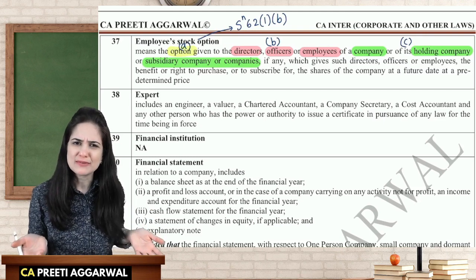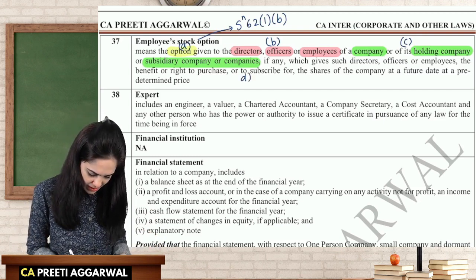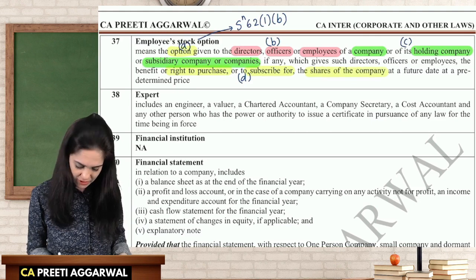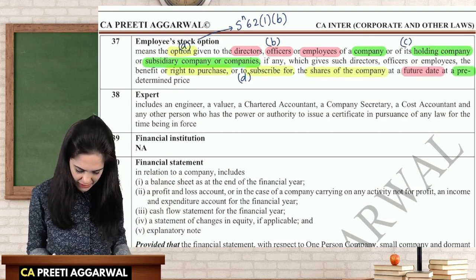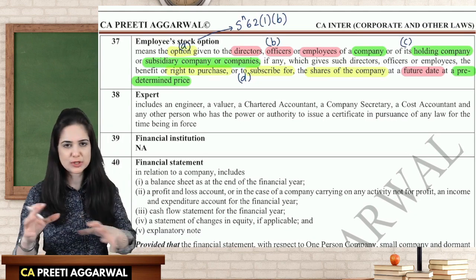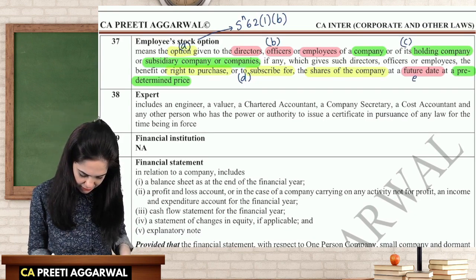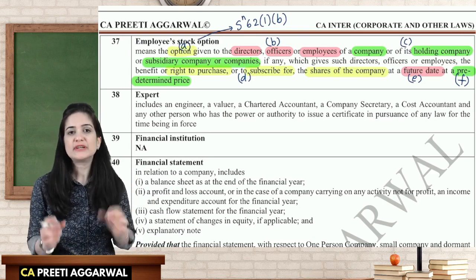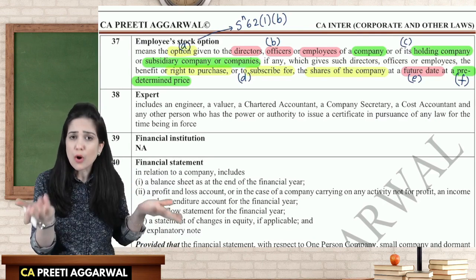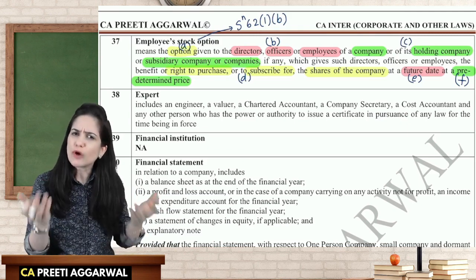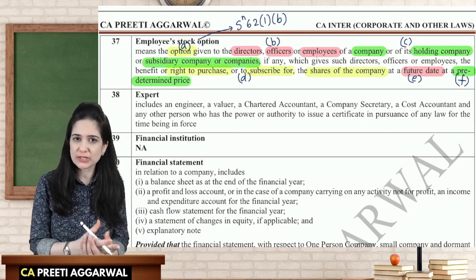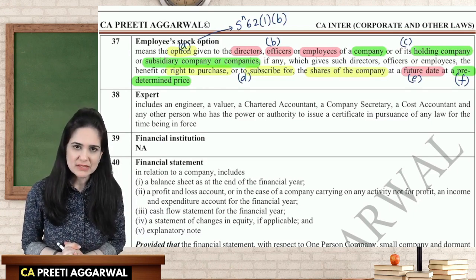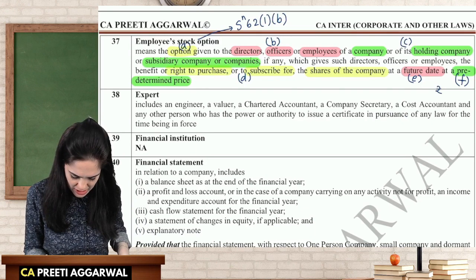What is this option actually? What is this all about? It is to subscribe or to purchase. Okay, it's a right to purchase or subscribe for shares of the company at a future date at predetermined price. So there's no connection with the coding, but I'm just highlighting the few keywords for you. So it is an option given to whom? Director, officer, employee of company, holding or subsidiary. What is this option? To purchase or to subscribe for the shares of the company at a future date at a predetermined price.